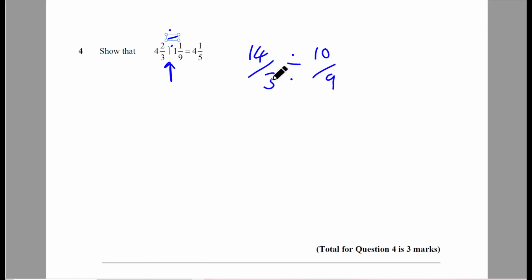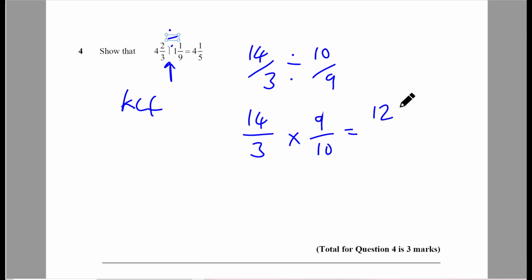I know it says show that, so just do this. Do your keep, change, flip, KCF. That's 14 over 3 times 9 over 10. 9 times 14, that's 90, add 36, that's 126 over 30. Simplify this as much as you can here.